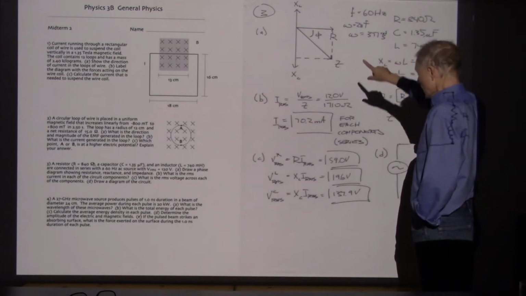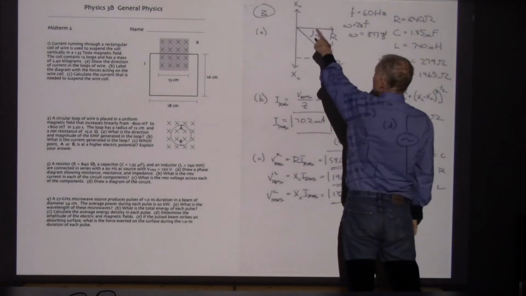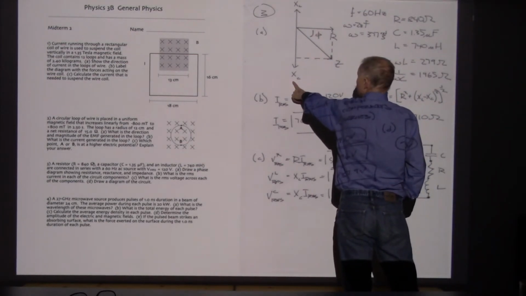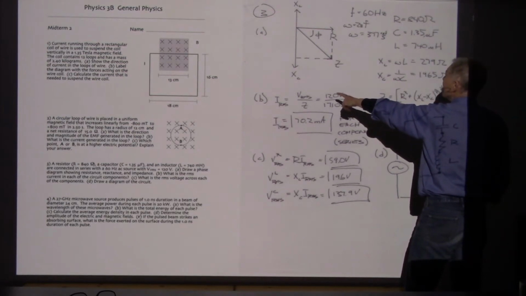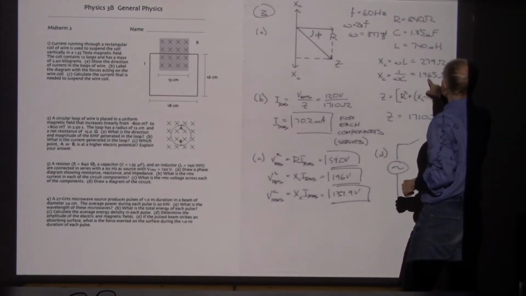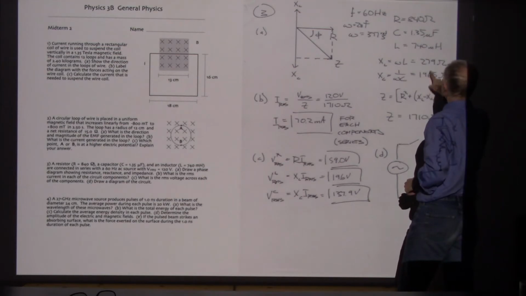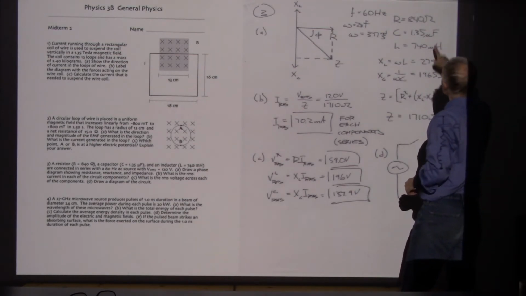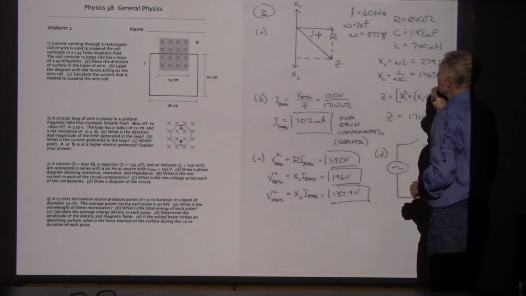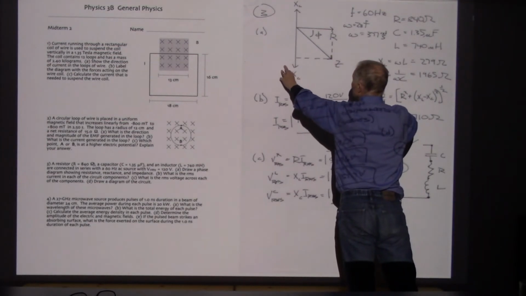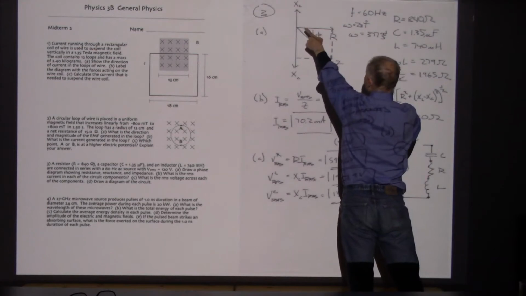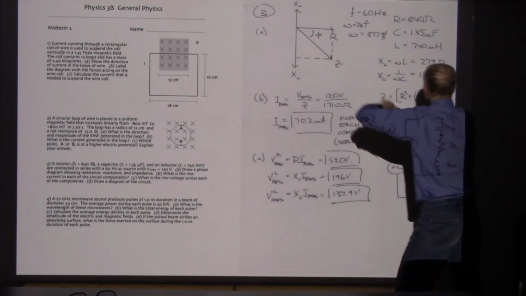Okay, so we drew the diagram. Now, I intentionally drew XC bigger. Did I get it right? I didn't really scale this the best. This is actually more than twice as large as the resistance. So XC, if I was more careful, could be much larger than R and much, much larger than XL.